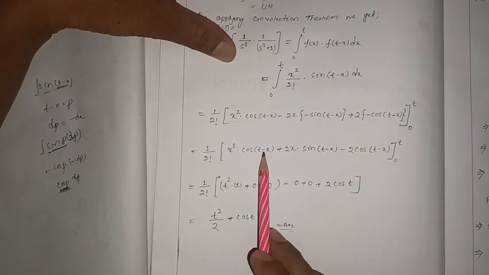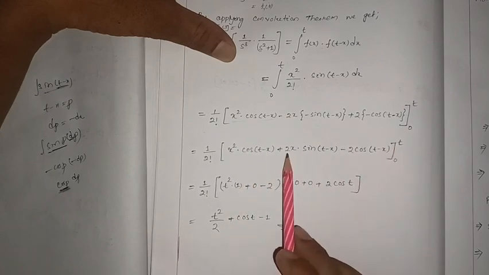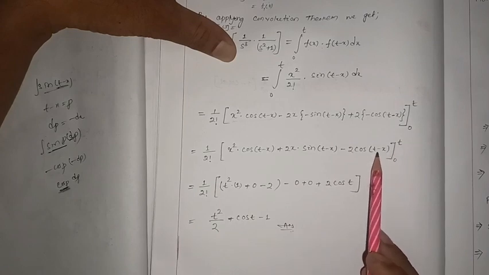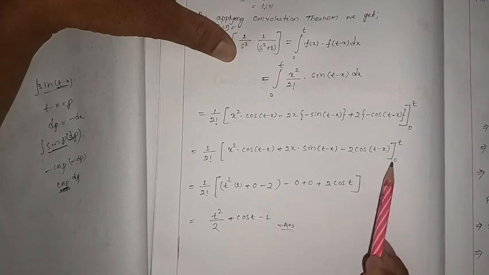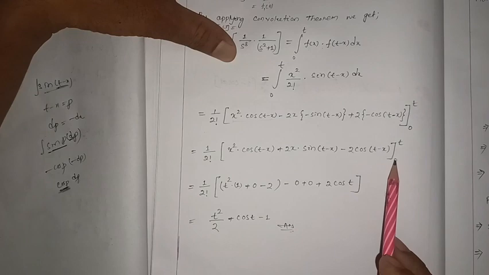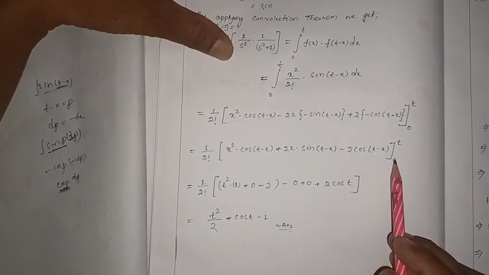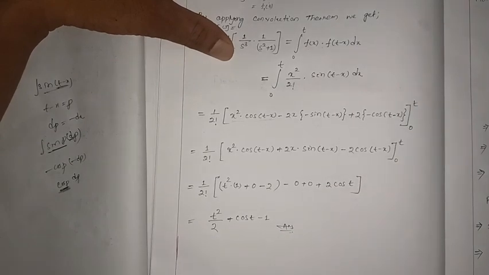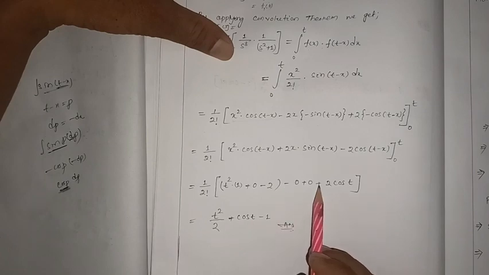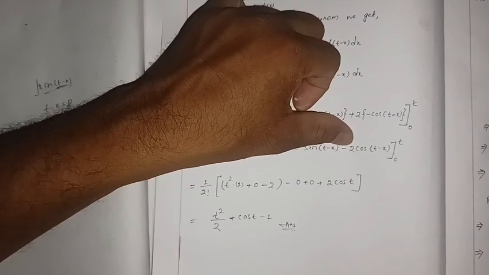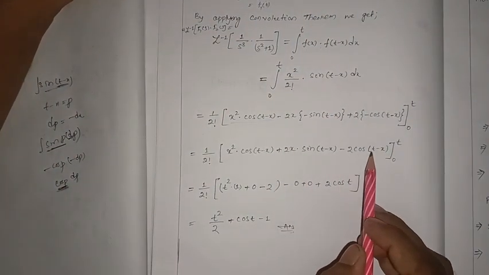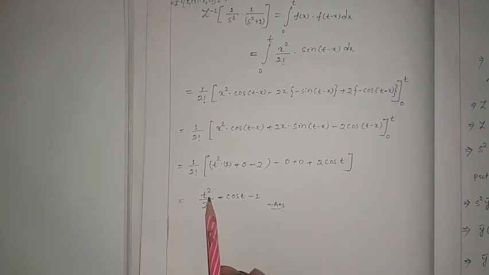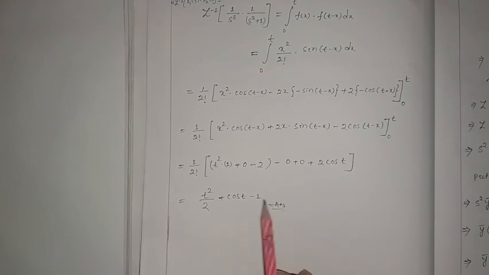Put t over here: t squared, cos 0 will be 1, plus 2t times sin 0, which will be 0, so this term will be 0. Then minus 2 cos 0, which is 1, so minus 2. Then we have to put 0: the first two terms will be 0. Then we get minus 2 cos t, but with the minus sign in front, it will be plus. So hence the answer will be t squared by 2 plus cos t minus 1. So this will be the final answer.